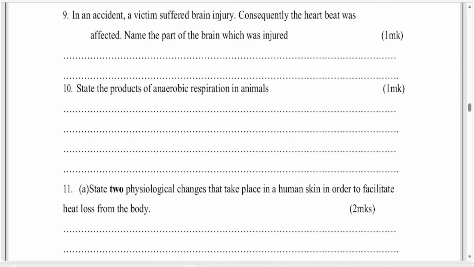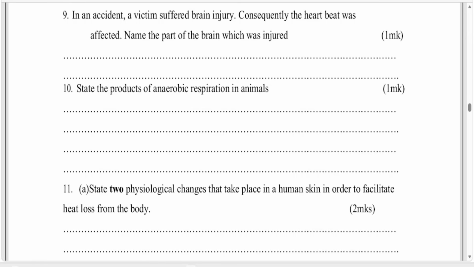Here, we are told this person was involved in an accident and they suffered brain injury. Consequently, it was noted that the heartbeat was affected. What is this that is connecting the brain with the heart? So that now the heart is not functioning the way it's supposed to be functioning. So then we are being told to name the part of the brain which was injured.